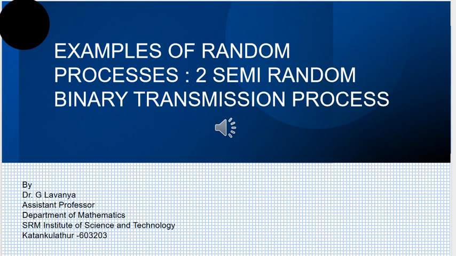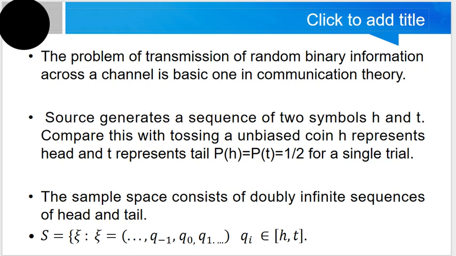Examples of random processes. In this, already the first example has been seen. The second random process which we have taken for study is the semi-random binary transmission process. Okay, let us now go into the details of this process.